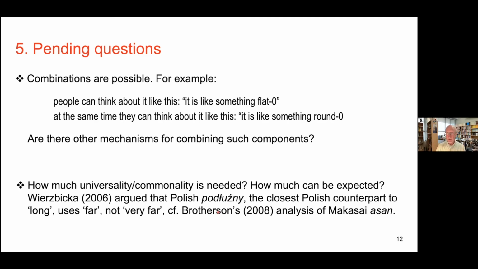And Anna Brotherson, who did an article back in 2006 on Masakai, a language of Timor, made similar observations about the Masakai nearest equivalent of long. So it's certainly possible that some variations like this occur cross-linguistically, and it will be very interesting to try to scope out how extensive they are and what are the consequences for other explications in which these words are molecular elements.